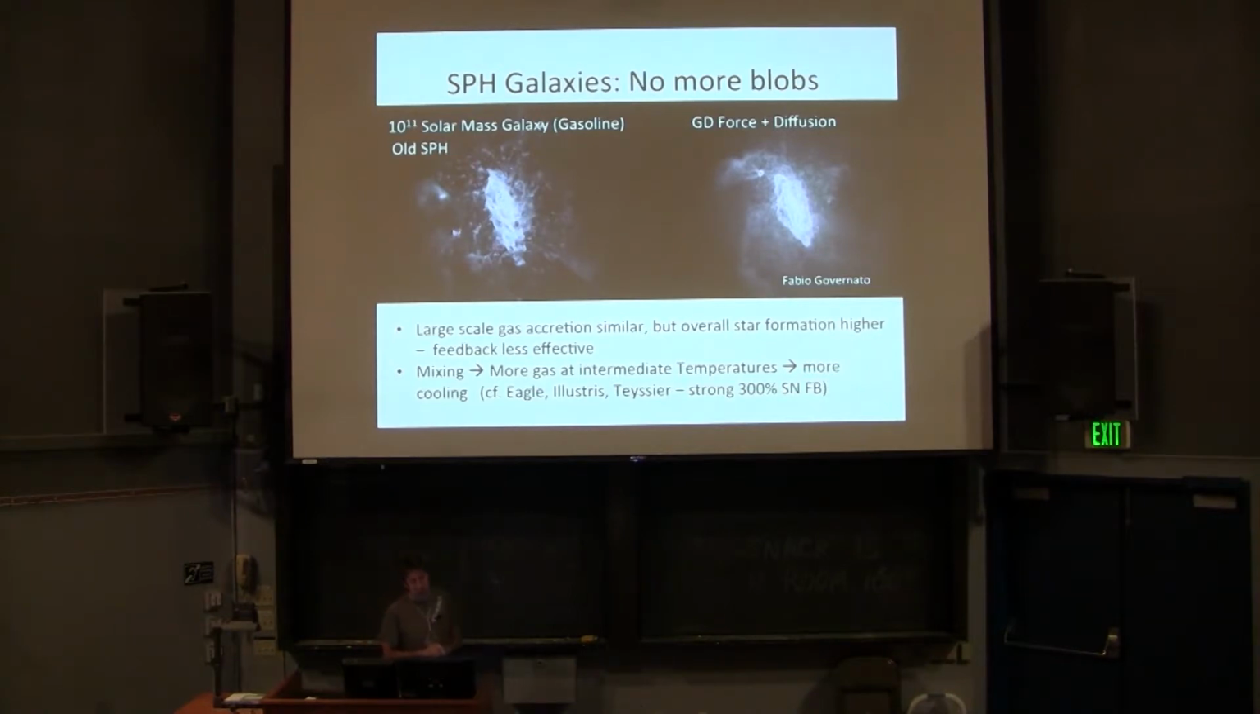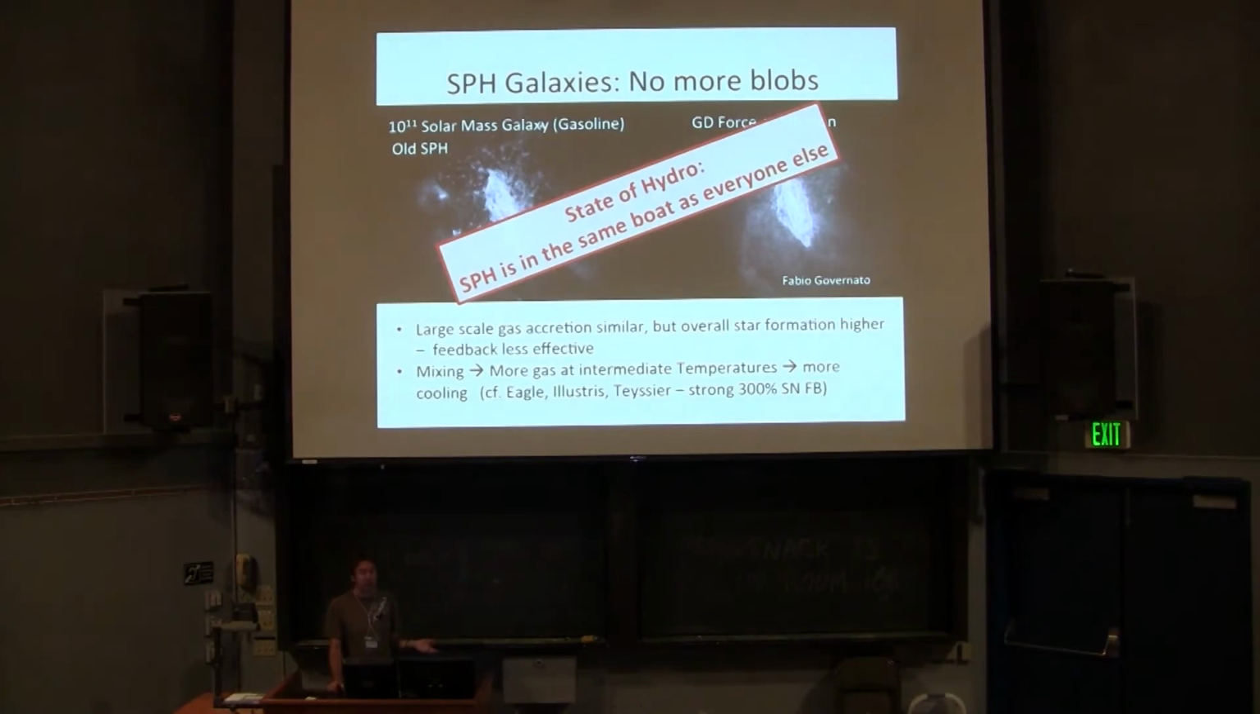However, the effect that we're seeing now is that we have better hydro, we have better coupling between the feedback and the gas around it. Therefore, with more mixing, the temperatures go more easily to an average temperature like 10 to the 5 K, right in the middle of the cooling curve, and it makes it harder to have effective feedback. And essentially, this is just the same boat that everyone's in, right? We're all in this situation where we're finding that it's hard to get effective feedback.